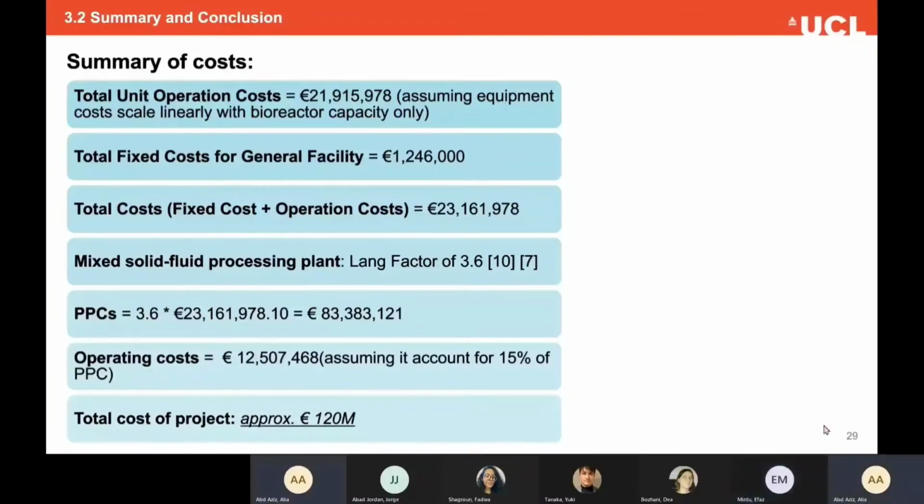After calculating our operating and facility costs, we can see that our total cost of project is approximately 120 million euros. Using the World Health Organization fund, this project would also be financially viable, as the Ugandan government is committed to subsidizing medical advancement and promoting improved living standards.